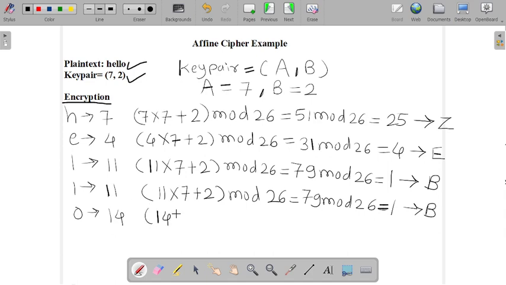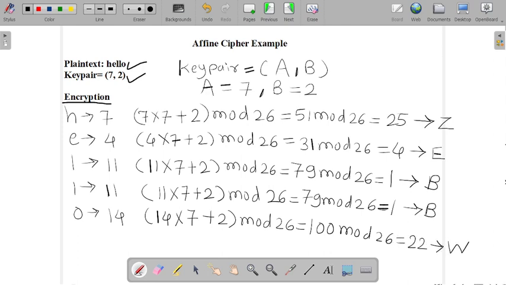Now we will calculate it for 14. So 14 into A, that is 7, plus B, that is 2, mod 26. So 14 into 7 plus 2 gives the value 100, and 100 mod 26 gives the value 22. And for 22, we write the alphabet W. So for the plain text hello, we get the message ZEBBW.